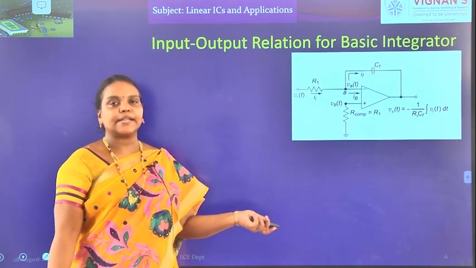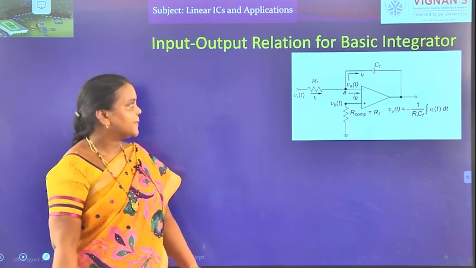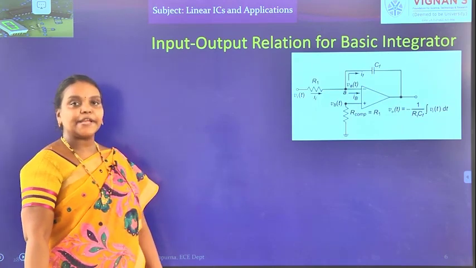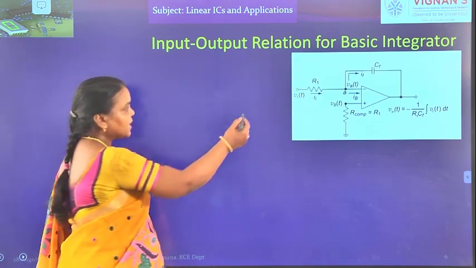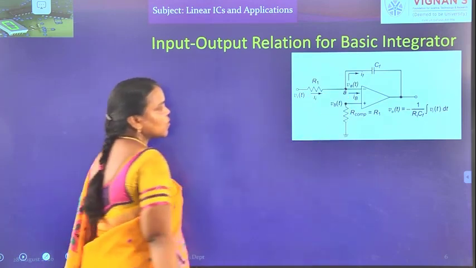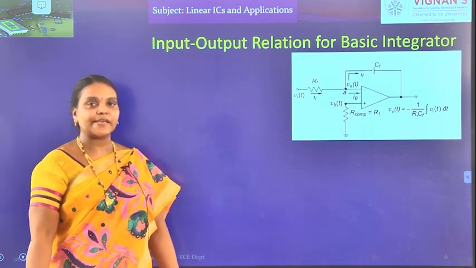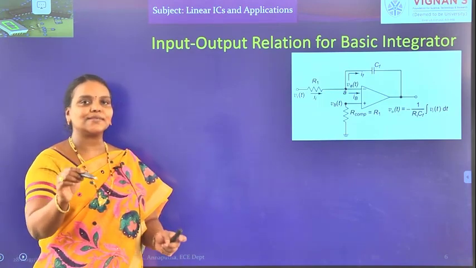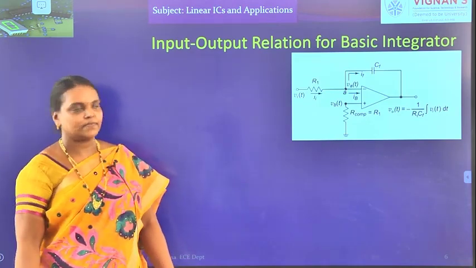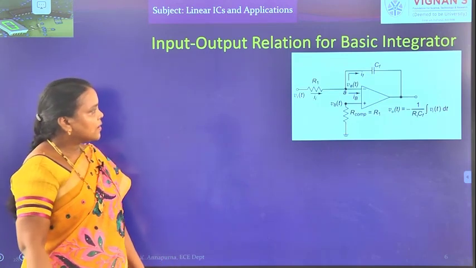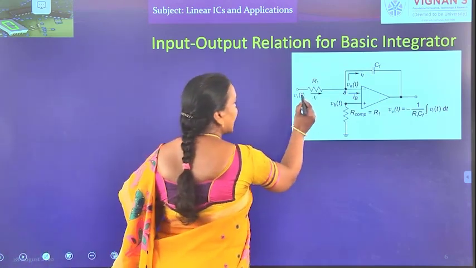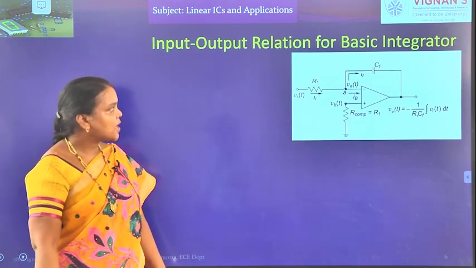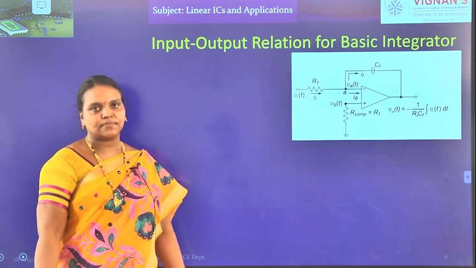Now, let us derive the input output relation for the basic integrator circuit. Here, we apply KCL at the inverting pin, which is node A. At this node A, if we apply KCL, we can relate input and output, because that node is relating the input and output. I1 is flowing towards node A, that is, it is the entering current, and IF is the leaving current.